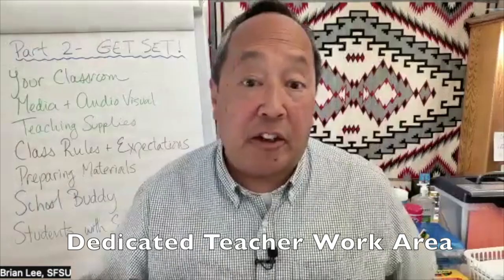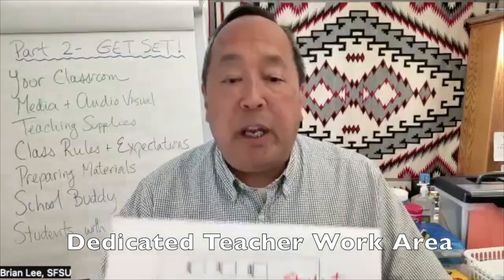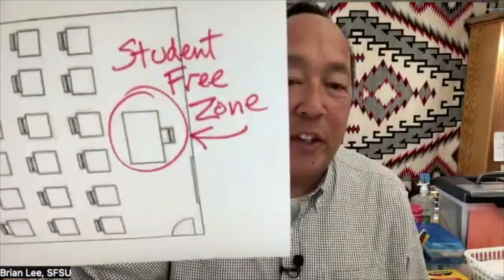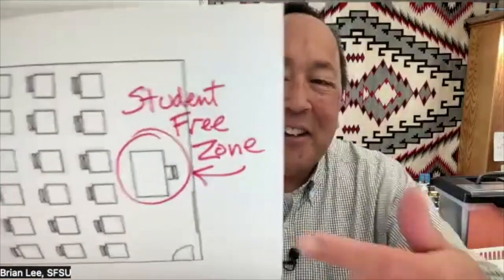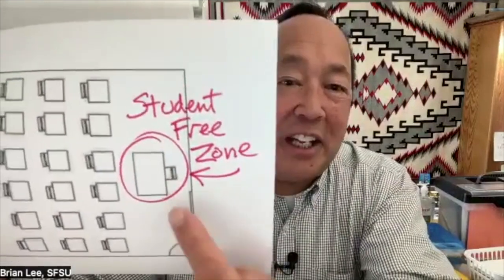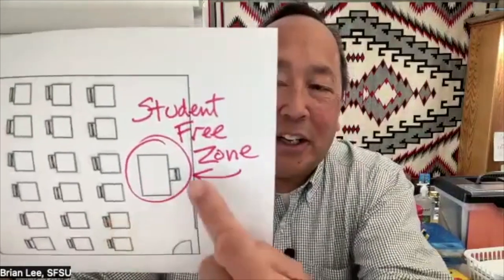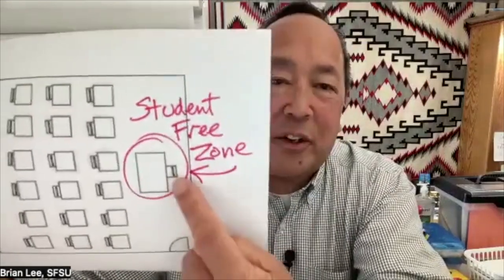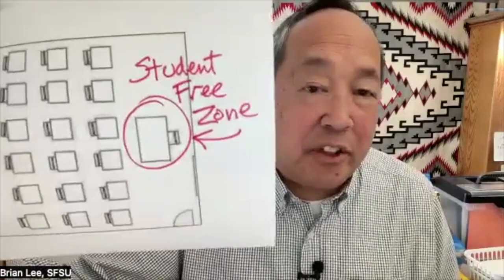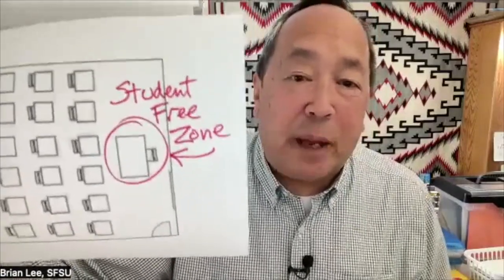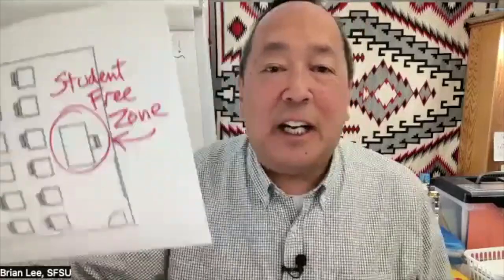Now the teacher space. The teacher has their own work area. Make sure you have your own work area. And I say this is a student-free zone, all right? Don't let students sit there. "Oh, Mr. Lee, I need a place to sit." Okay, you sit over here. "Can I sit there?" No, you cannot sit here. Make this a student-free zone. Not only do you have your own personal stuff there, but the students need to respect that space for you, all right?